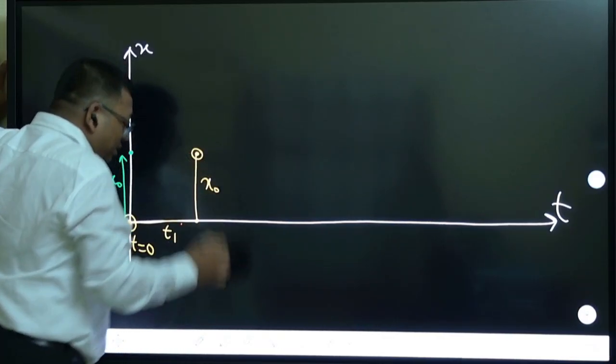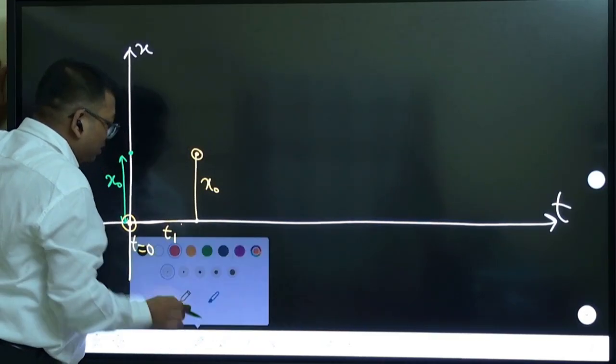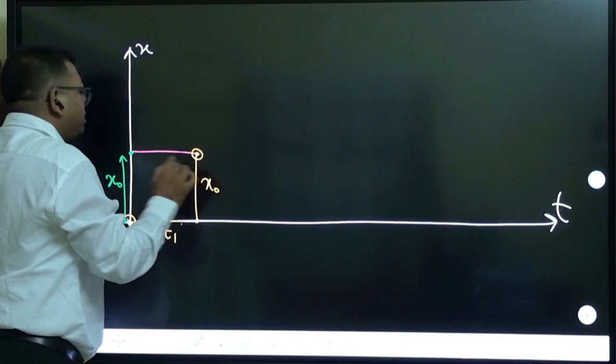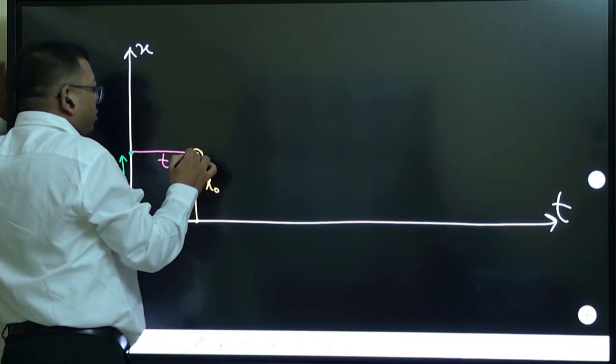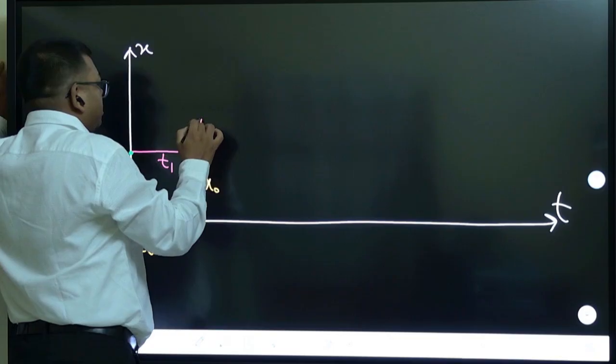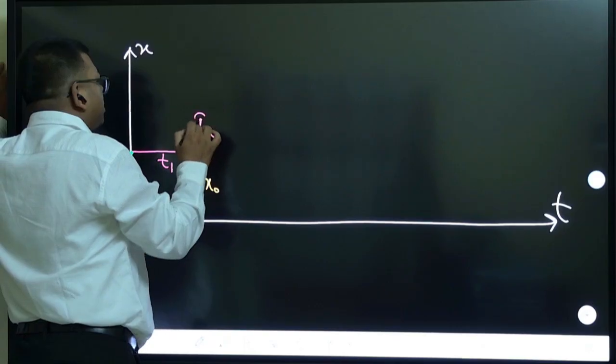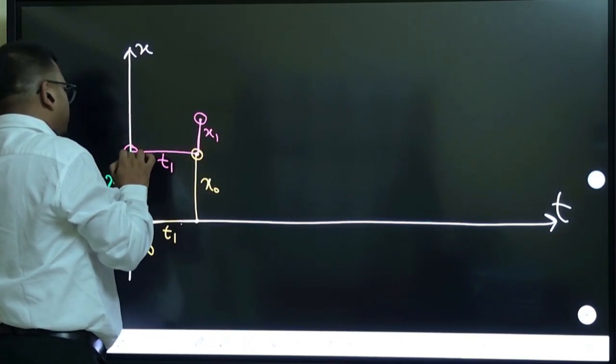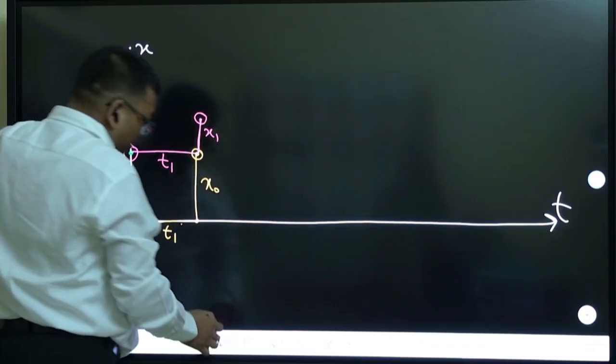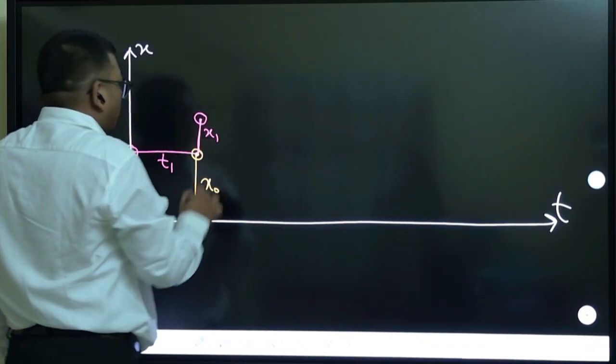Then in the same time t1, the tortoise goes some distance further, right? That distance is x1. So the tortoise was initially here, and now it is here. Then again, what happens?